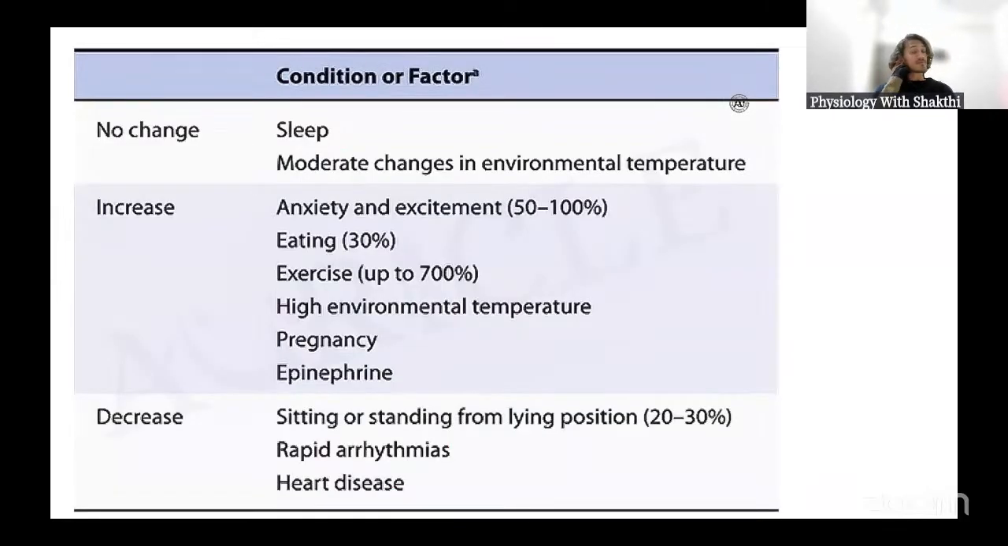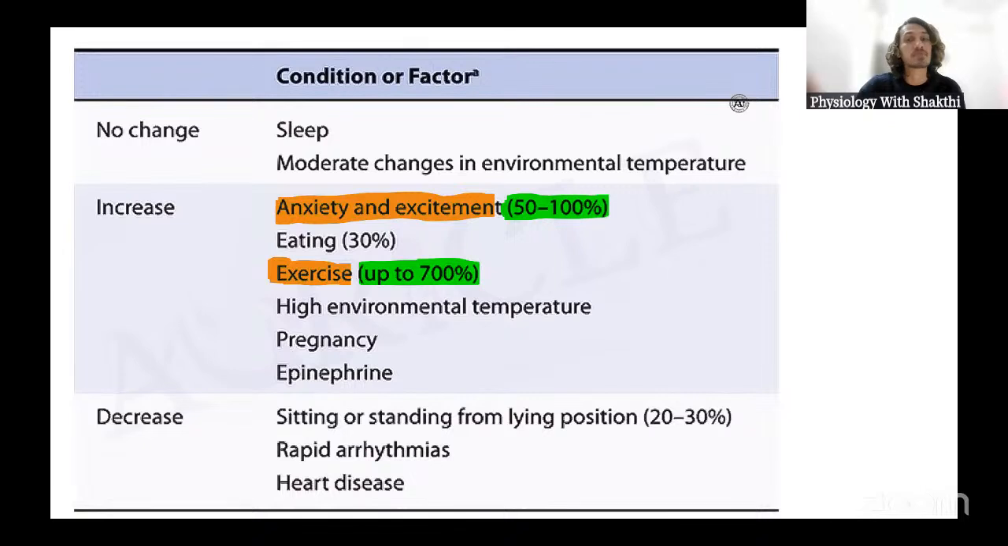If a question of factors affecting cardiac output comes, apart from those other points we were talking about earlier, homometric, heterometric, extrinsic, all those factors you can write about it. Apart from that, you can also write about these certain aspects, like exercise can increase up to 700%. Anxiety, excitement can increase up to 50 to 100%. Eating can increase up to 30%.